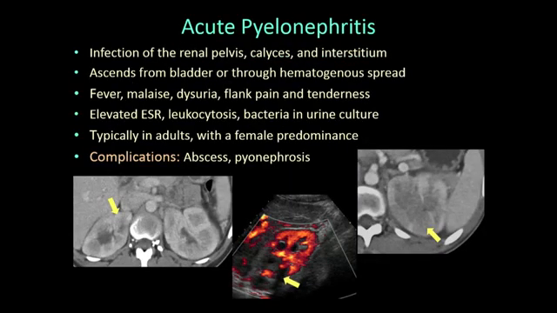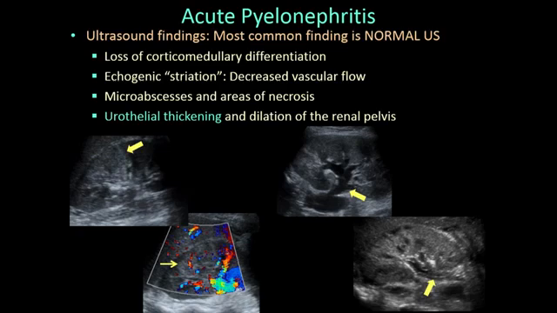We'll start with the easy one, pyelonephritis, which is an infection of the renal pelvis, the calyces and interstitium. It usually is an ascending infection from the bladder to the kidneys, or hematogenous spread, and patients usually present with fever and flank pain and an elevated white blood cell count. So we usually know what they look like clinically. Many of them are female, and the complication of pyelo is abscess formation.